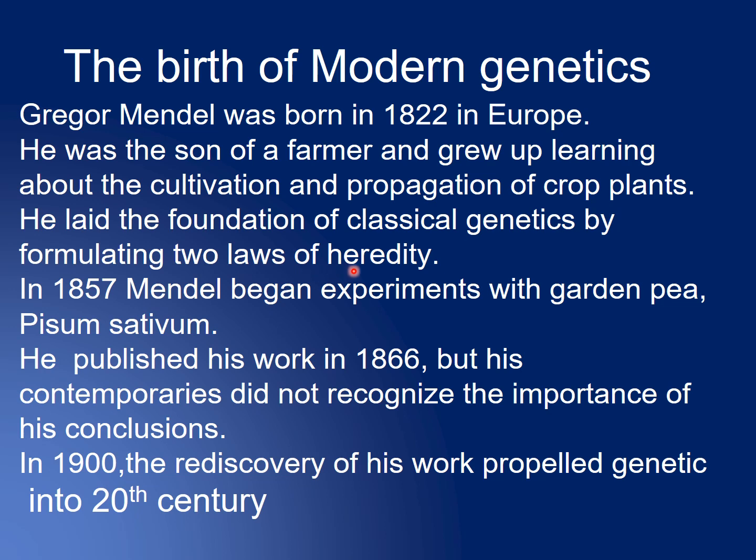In 1857, Mendel began experiments with garden pea, Pisum sativum. He published his work in 1866, but his contemporaries did not recognize the importance of his conclusions. While in 1900, the rediscovery of his work propelled genetics into the 20th century.